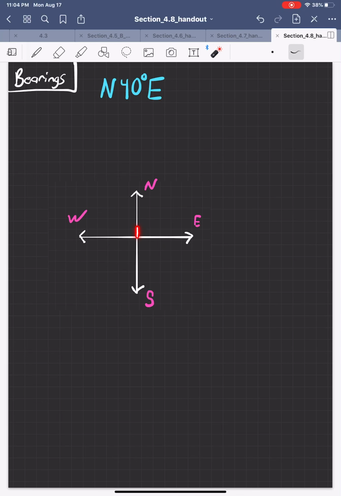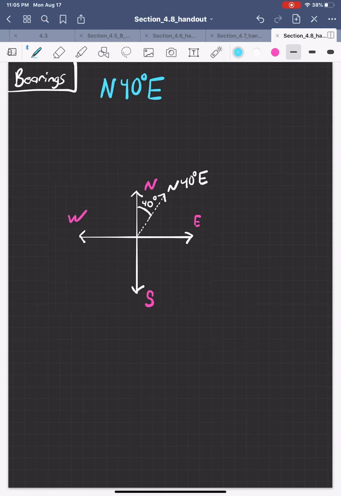So if you're on a bearing north, then you're heading north like this, right? Now you're going to rotate 40 degrees. You can either rotate east or west. Since it's 40 degrees east, we want to rotate 40 degrees. And now this is your bearing north 40 degrees east. I'll do one more just to make sure you understand that.